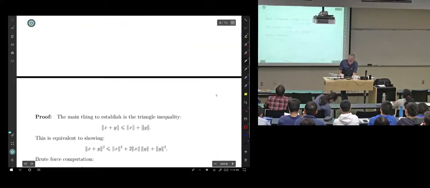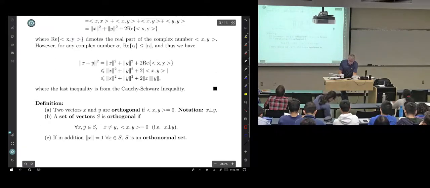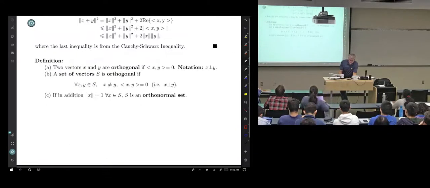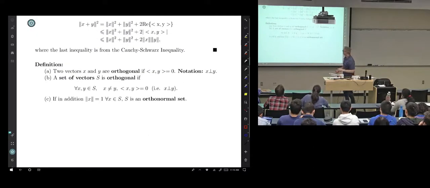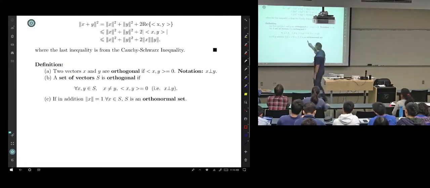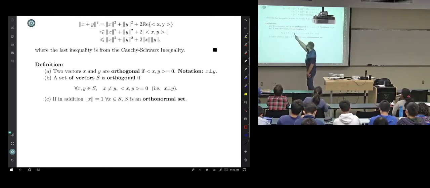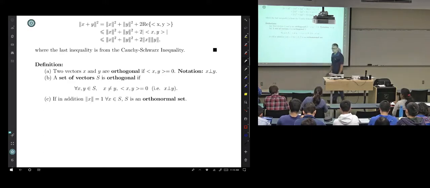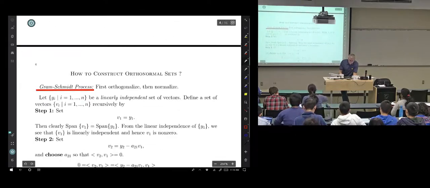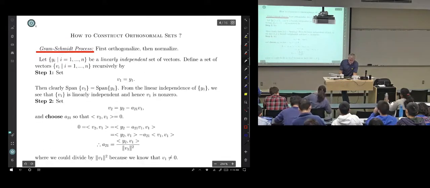Cauchy-Schwarz, we've done that. Triangle inequality, orthogonal vectors, this notion of an orthonormal set is when all the vectors are orthogonal and they all have length 1, orthonormal. So Gram-Schmidt will help us build those types of sets. So here's Gram-Schmidt.